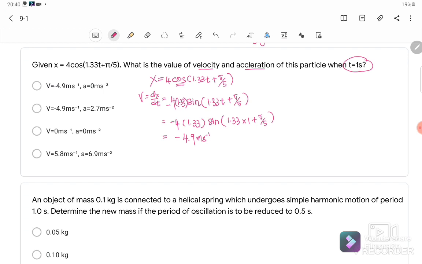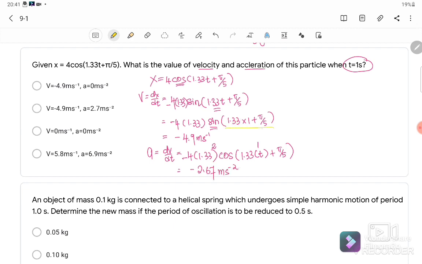Next, we want to find the acceleration, where acceleration is equal to dv over dt. So we copy back negative 4 times 1.33. We differentiate sine, you will get cos. We differentiate omega t, you will get omega, so omega here is 1.33, squared. So we copy back 1.33t plus pi over 5, where t is equal to 1. If we press the calculator, we will get negative 2.67 meter per second squared.